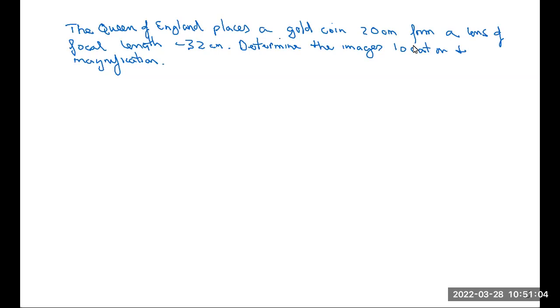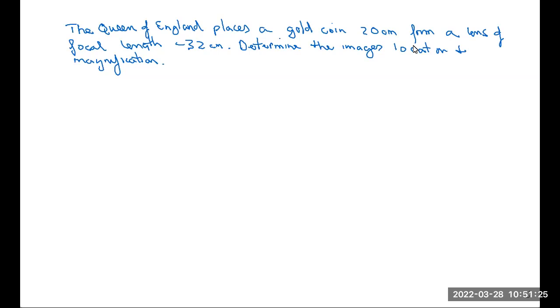In this particular problem, I'm told that the Queen of England has placed a gold coin, one of her many gold coins, in front of a lens. We're told that the coin is 20 centimeters from the lens, so that's the object distance. We're told the lens has a focal length of minus 32 centimeters. That actually means it's a diverging lens.